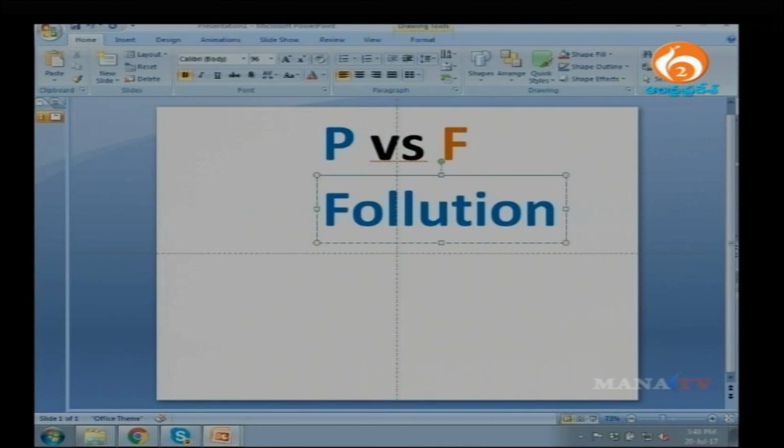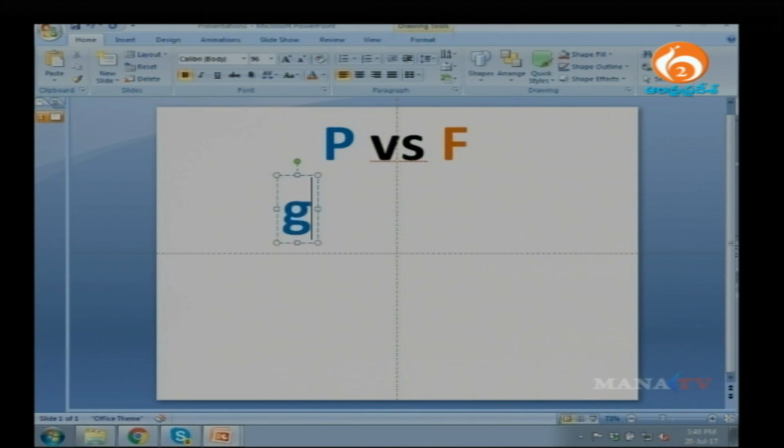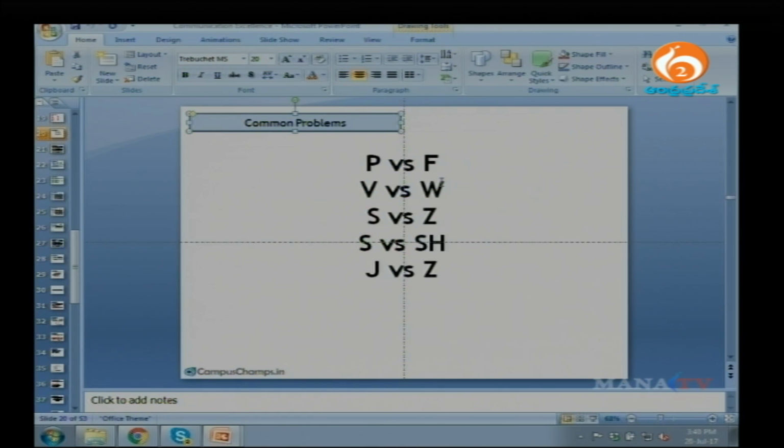They say follution instead of pollution. They say faper instead of paper. In case I have a word which is filter, they end up saying pilter. All right. So that's the p versus f problem. The second one is v versus w, which is quite common. I want to shift over to the next one, which is s versus z.